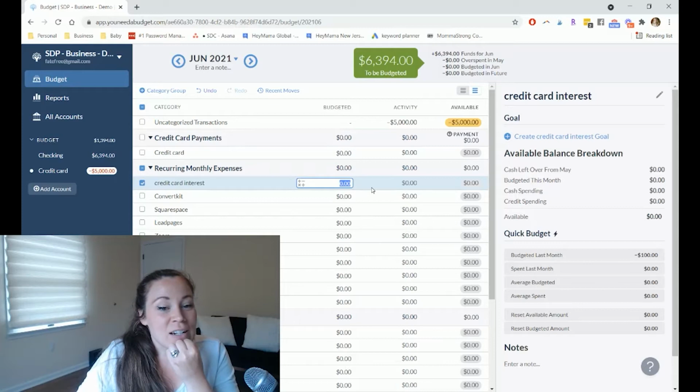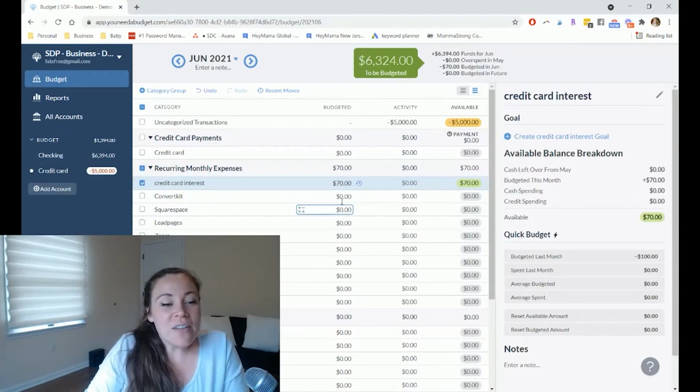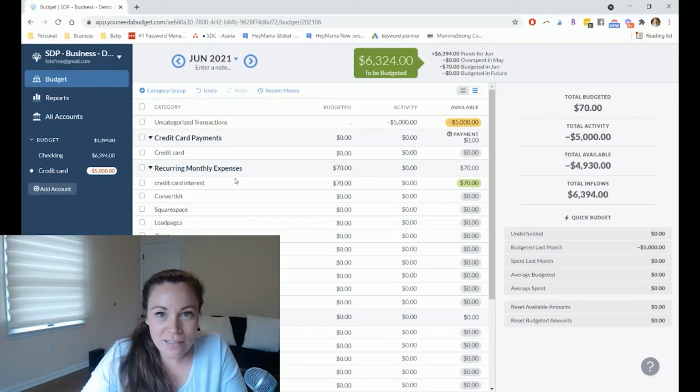Speaking of that credit card, you also pay interest on that credit card. So let's think of an example, right? It's $20 in credit card interest. Do not forget that. Please have this bucket in your budget, credit card interest, okay?